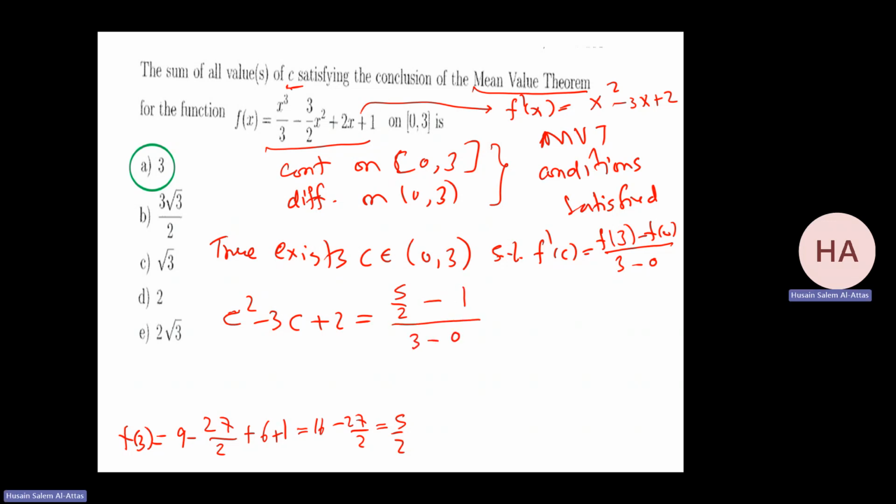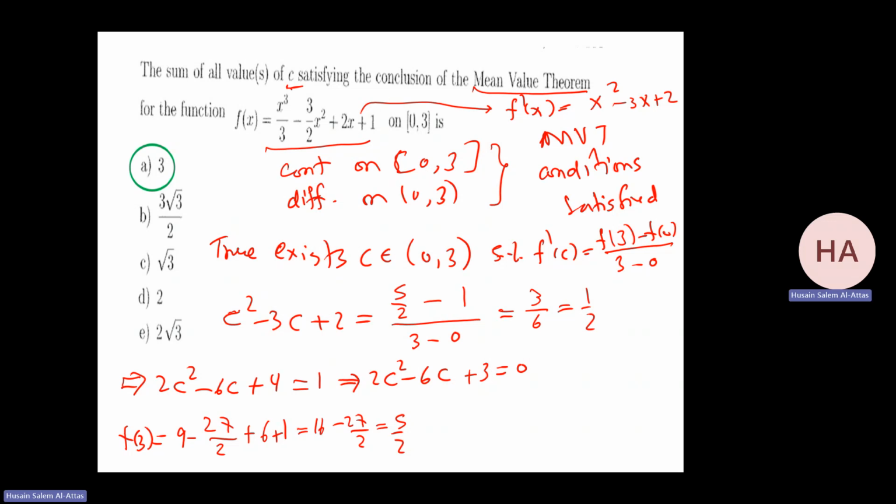That will be 3 over 6, which is half. Am I right? Yeah, 3 over 2 over 3. So now multiply and get 2c squared minus 6c plus 4 is equal to 1. So you have 2c squared minus 6c plus 3 equals 0.